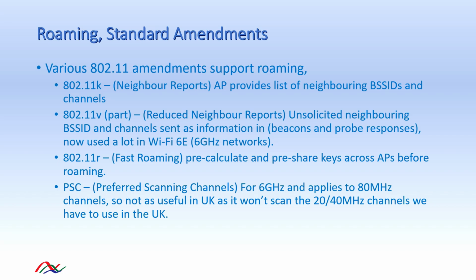With preferred scanning channels, the standard provides a subset of channels with 80 MHz separations on the 6 GHz band to reduce the number of channels that need to be scanned for roaming. In practice, we don't use 80 MHz channels for enterprise networks in the UK, so this has less immediate value.